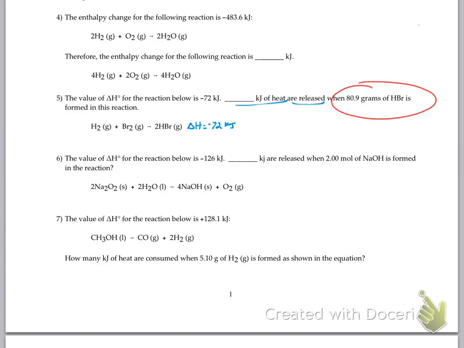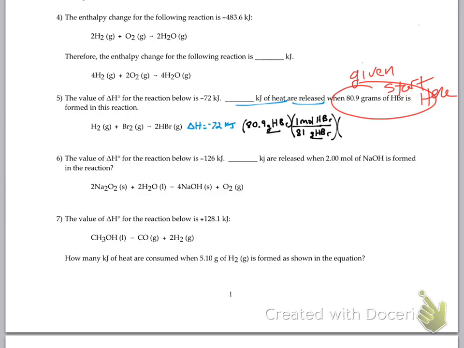Okay, so what do we do here? Well, where do we start? We always start with what's given. So this is what's given, so we start here. 80.9 grams of HBr. And we have to convert that into moles. So the same unit that's here is going to be down here, grams of HBr. And there's 81 grams in 1 mole of HBr.